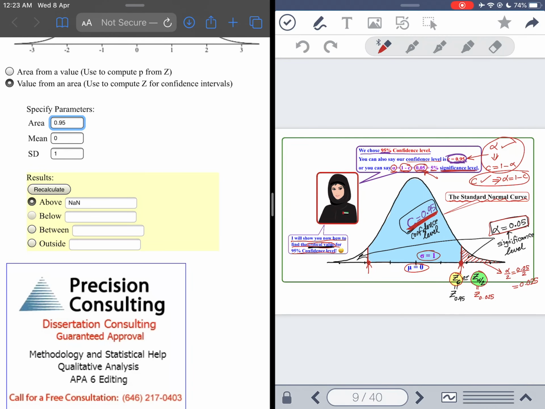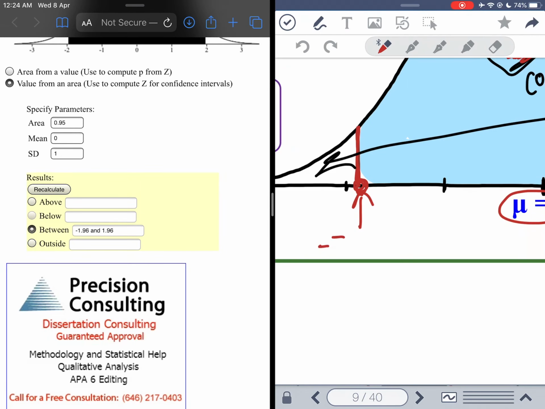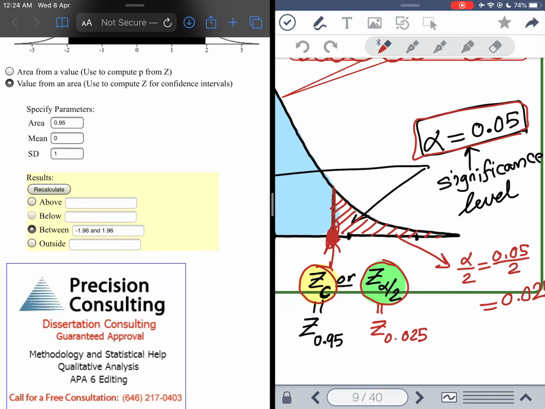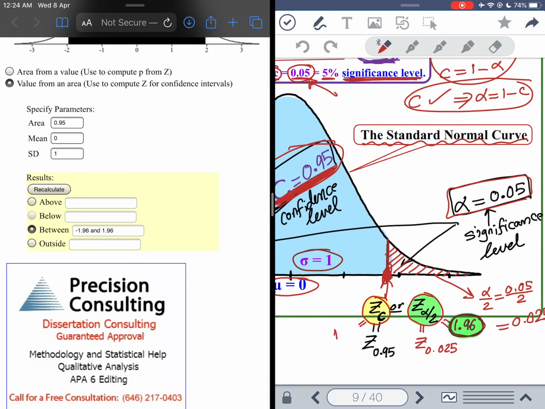And then if you have the confidence level and you want to find the critical value, you need to choose between. So it's giving you, it's between minus 1.96 and 1.96. So this means that negative Z sub alpha over 2 is equal to minus 1.96, and Z sub alpha over 2 is 1.96. Really, this is the one that we're interested in. As I told you, you will always take the positive one of the two when you're doing confidence intervals. Notice also that you can use Z sub C and call it this, so it will be 1.96.